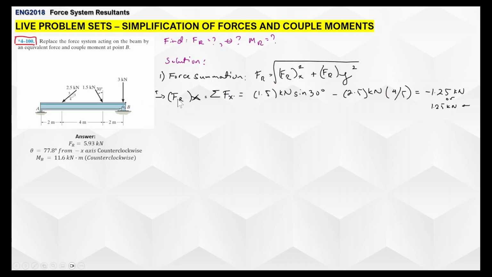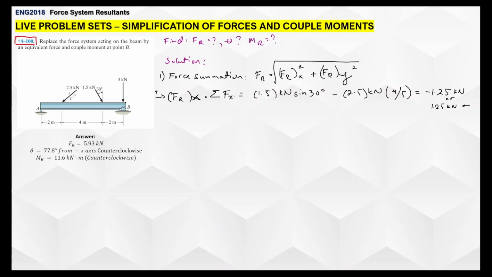Going to the left is negative. So for the resultant force, Fr sub X is equal to the summation of the X forces, which is equal to, let's start with 1.5. That's 1.5 kilonewtons sine 30 degrees. So we're referring to that. Hope at this particular stage you're not confused.